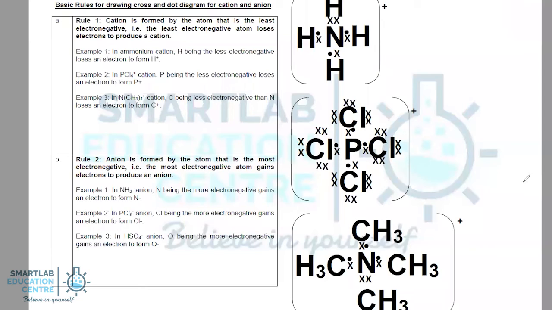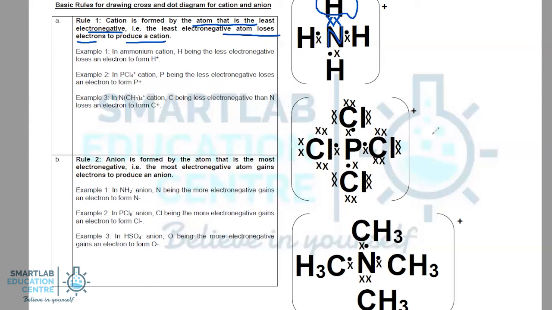Finally, we take a look at the cross and dot for cation and anion. In the case of a cation, the atom that is the least electronegative loses the electrons to produce the cation. In the case of NH4+, you'll find that this hydrogen actually loses its electron, and in this context, nitrogen donated both its electrons to the H+ to form the covalent bond.